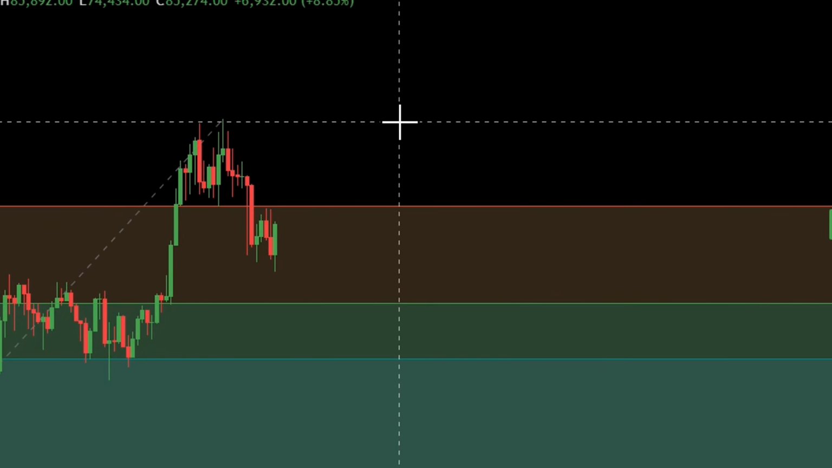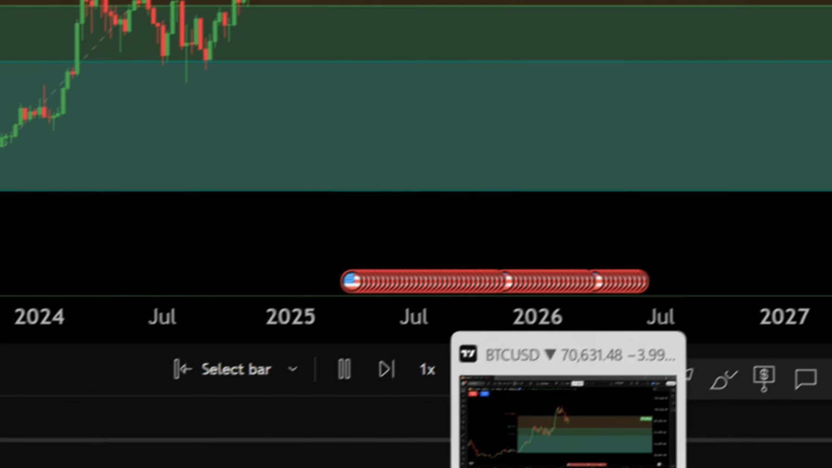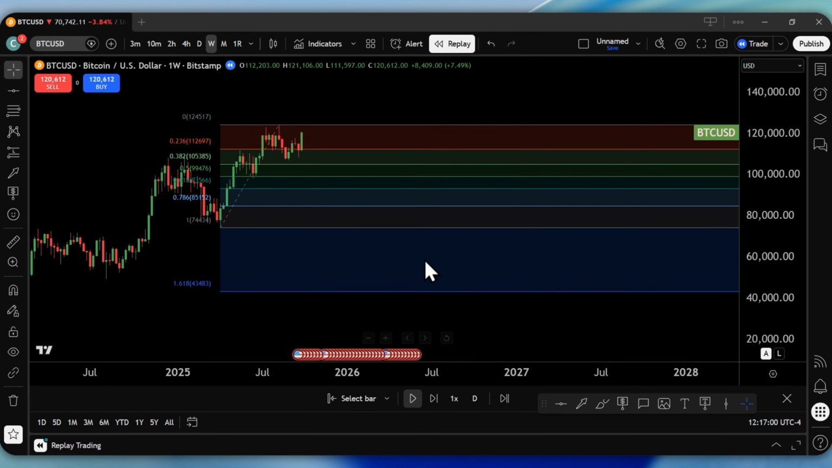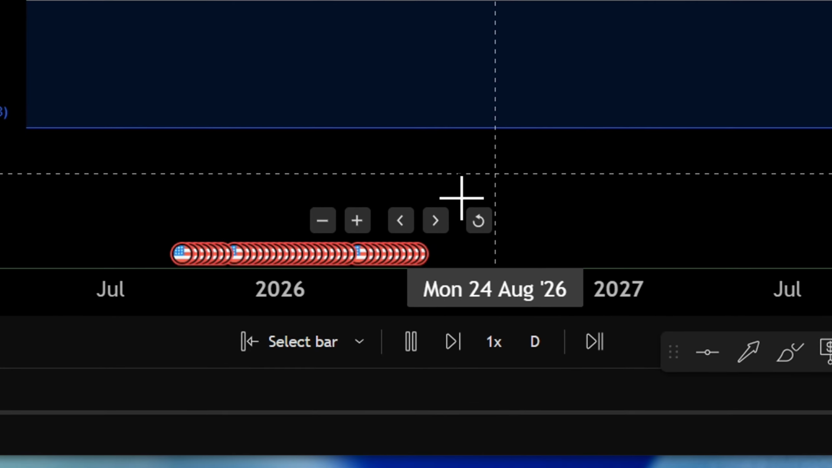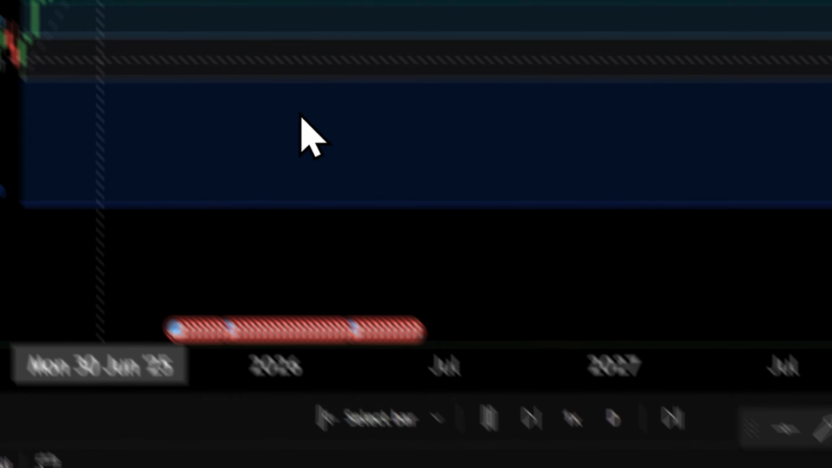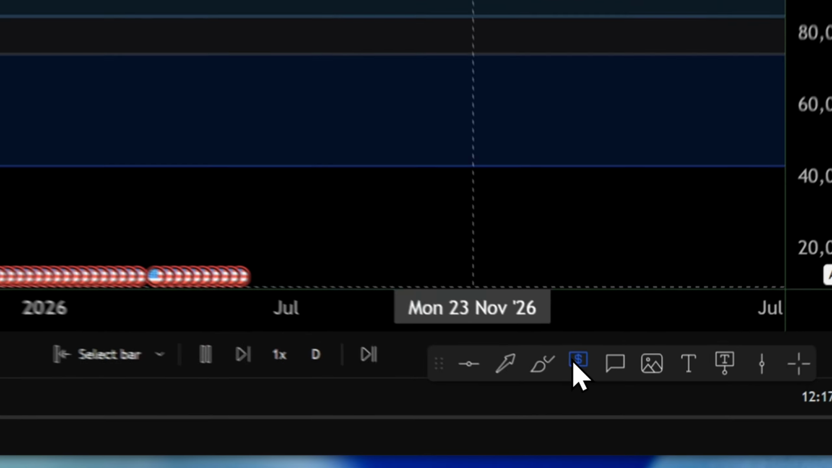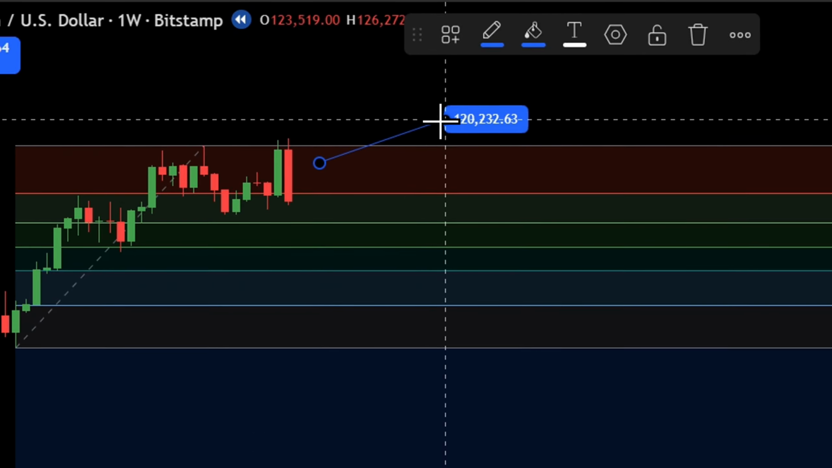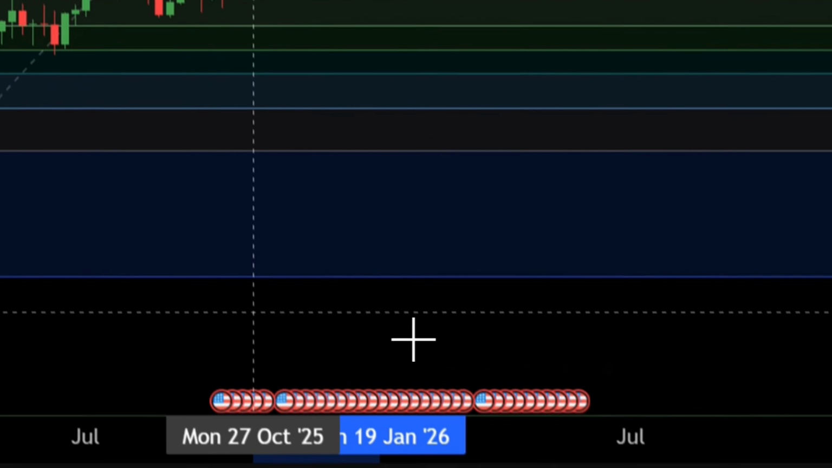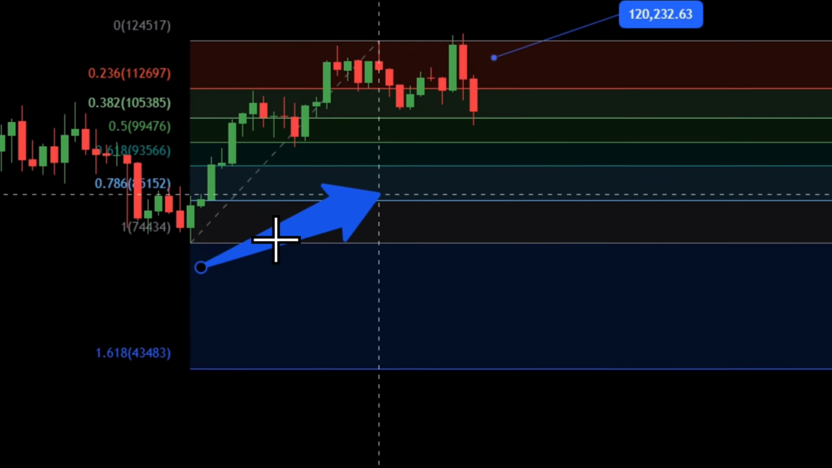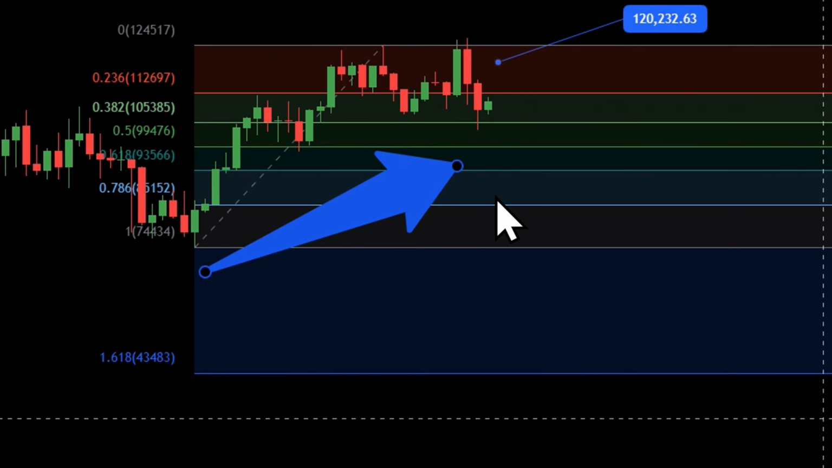Using the replay tool. Let's make this even more realistic. I'll activate TradingView's replay feature. This allows us to move back in time and watch the indicator update as new candles form. Notice what happens when the market creates a new swing high. The Auto Fibonacci tool automatically recalculates. The entire Fibonacci structure adjusts itself to reflect the latest market conditions.